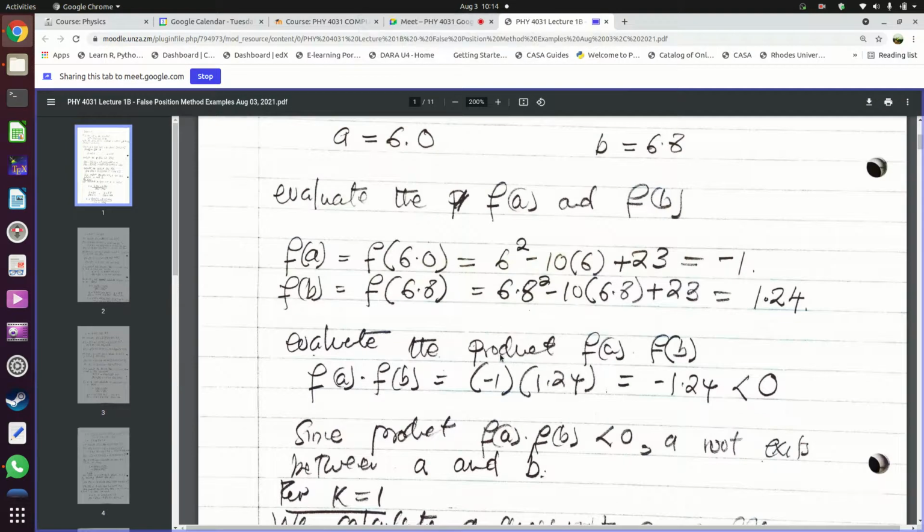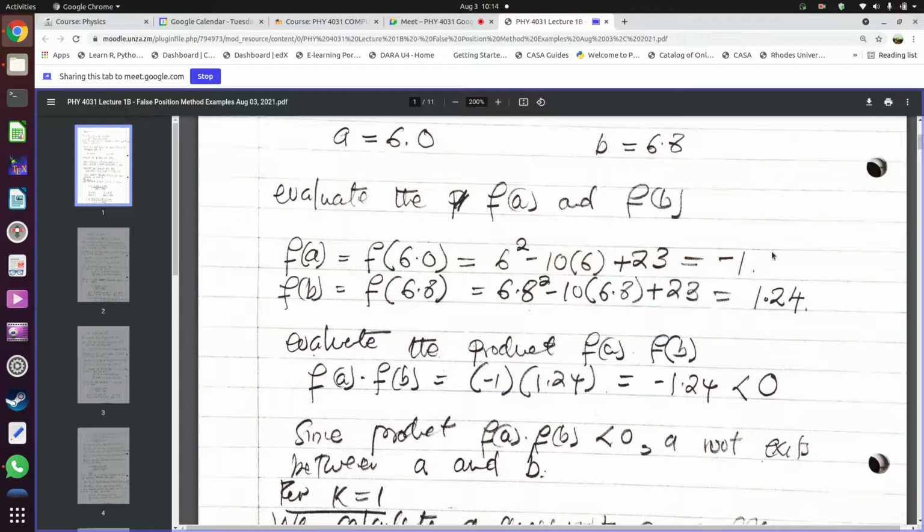So if the product is less than 0, you multiply f(A) times f(B), the value of the function at the lower interval of the bracket and at the upper interval of the bracket. If you get a product which is negative, meaning it's less than 0, then there is a root in that interval, because as you can see, at A our function is negative, at B our function is positive, so our function has crossed the x-axis.